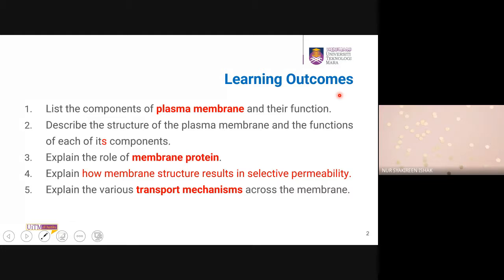Like we saw earlier, the desmosome, the tight junction, the gap junctions. Those junctions are actually proteins that are embedded in the plasma membrane. And if I'm not mistaken, there will be six major roles of the membrane proteins.